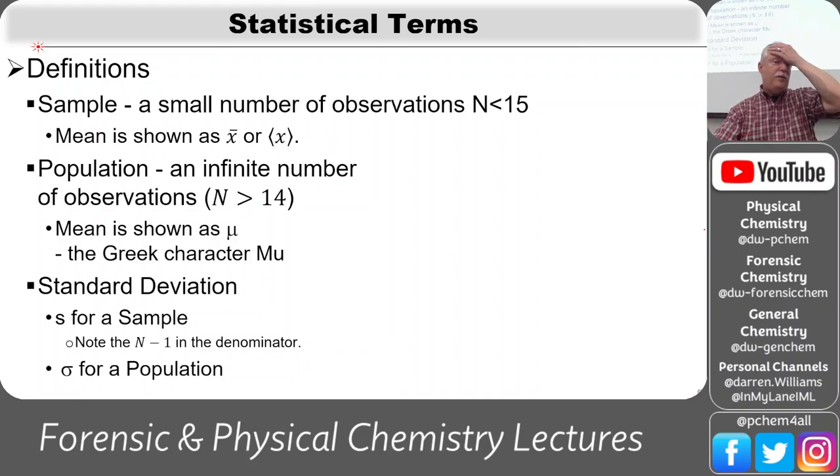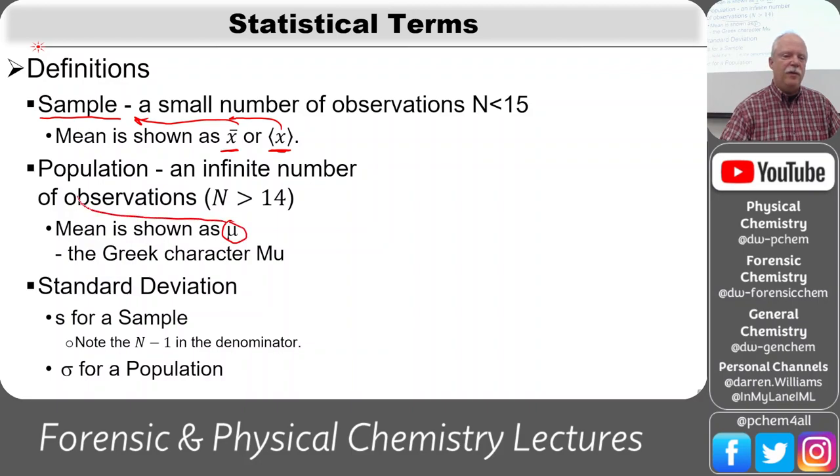There's a difference between a sample and a population. And when we're taking the mean, we're going to use these various designations for the mean. So if it's a sample, that means a small number of observations, so less than 15, we'll use X bar or this angle bracket X. Those would be the mean for a sample. So when you see those symbols, we're dealing with a sample. And I'll try to be consistent with that in my notes. Now, when we're dealing with more than 14 measurements, 15 or more, then we use the Greek character mu. Okay, so this is indicating that we have a population.